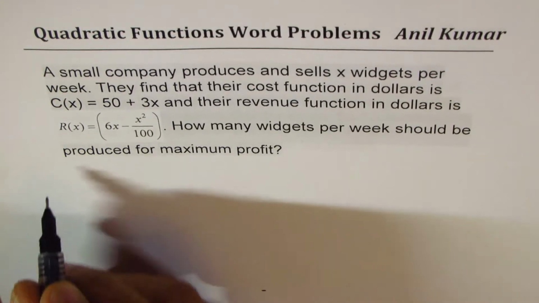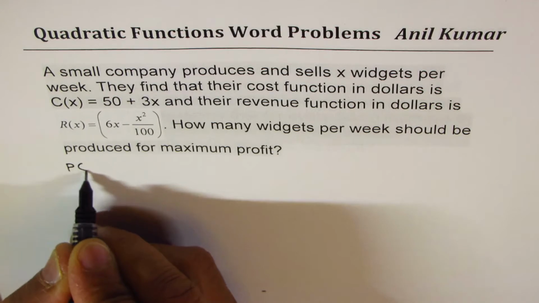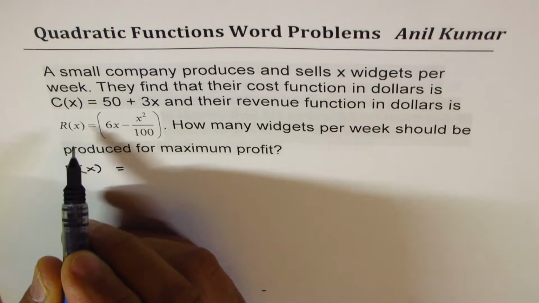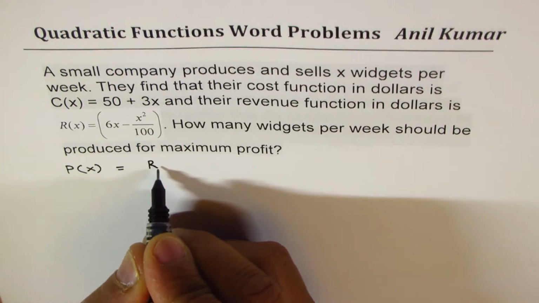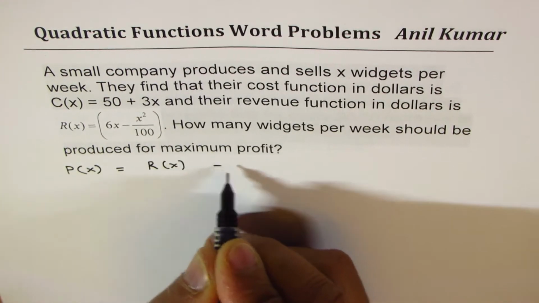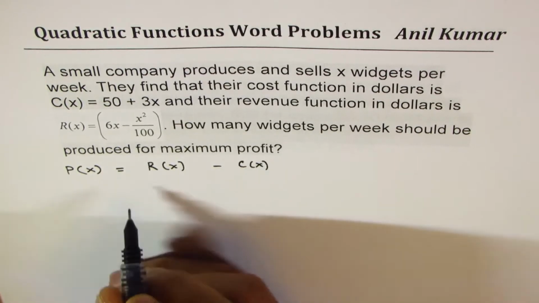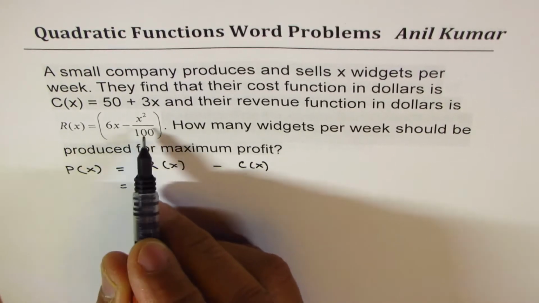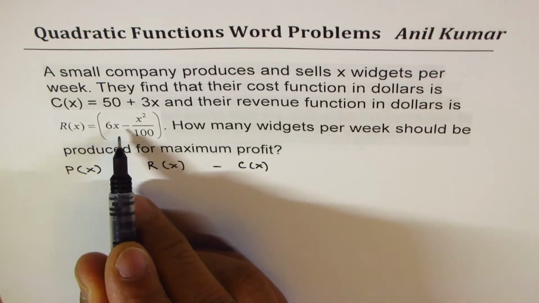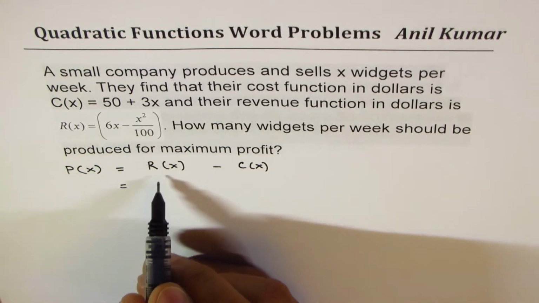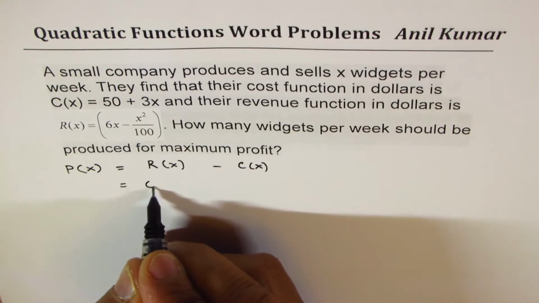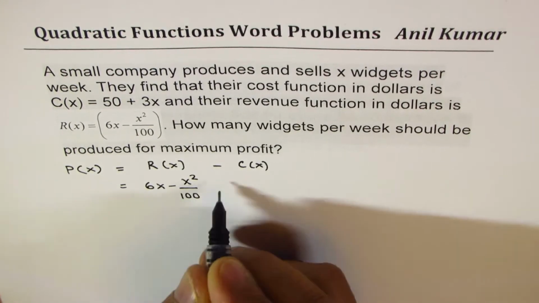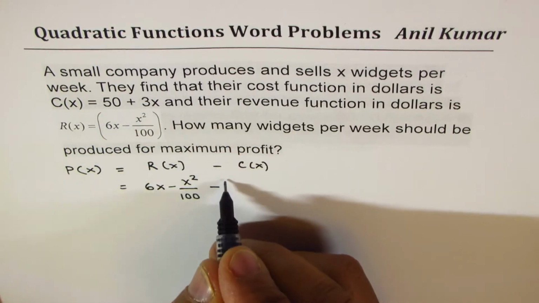We'll maximize profit, but what is profit? So in our case, profit per item sold, x, will be equal to revenue minus cost, right? That is in general. Profit is revenue minus cost. So what is the net income? Revenue is total income by selling the items. In our case, we are straight away given the functions. We can substitute the values. Revenue is given as 6x - x²/100, and the cost is 50 + 3x.